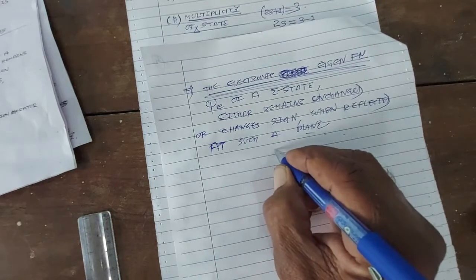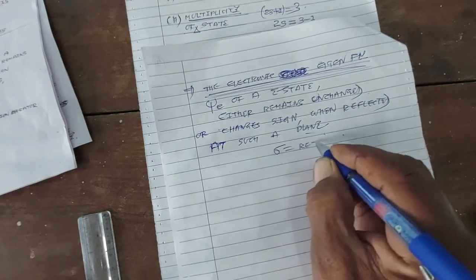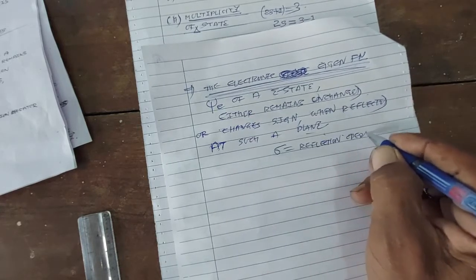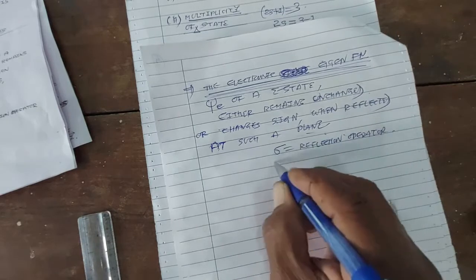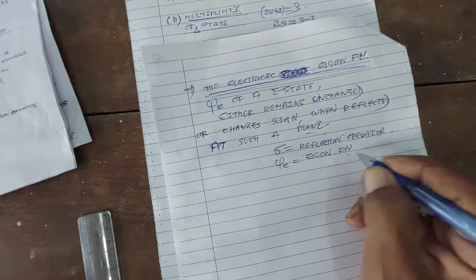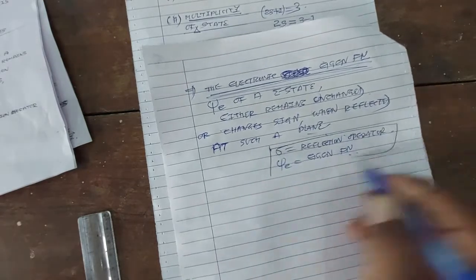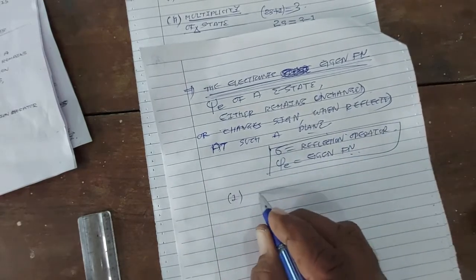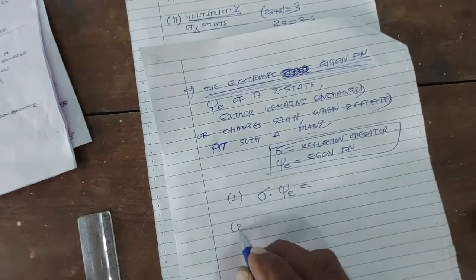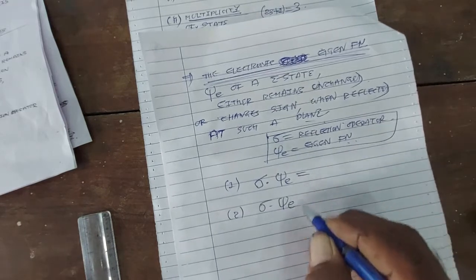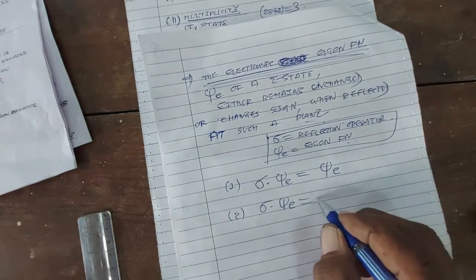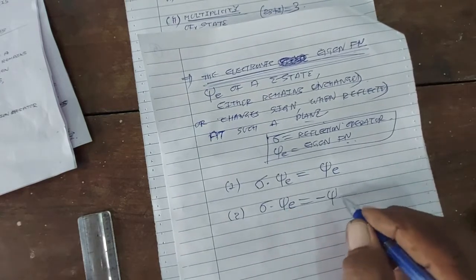Suppose sigma is a reflection operator, and psi is the eigenfunction of the molecule in a sigma state. Then there are two possibilities. When the reflection operator sigma operates on the eigenfunction psi, we get either the same function psi, or the function with the changed sign. So instead of plus psi, we get minus psi.